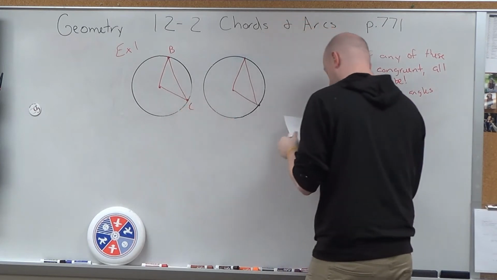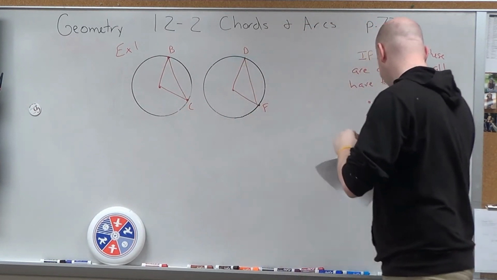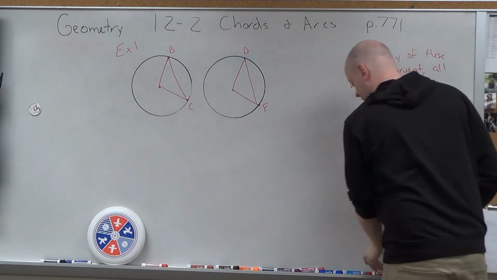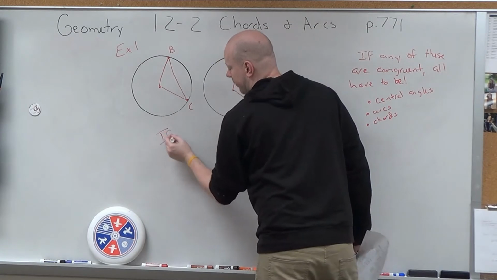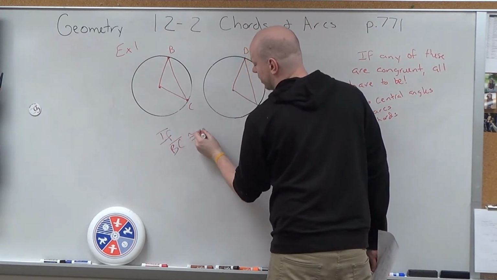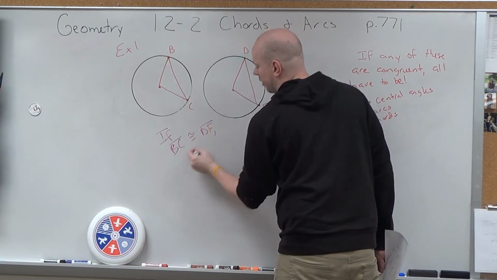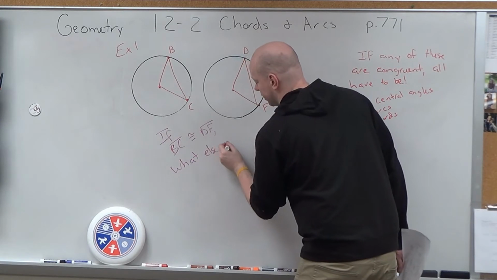B, C, and D, F. So, my question is, if BC is congruent to DF, what else is true?